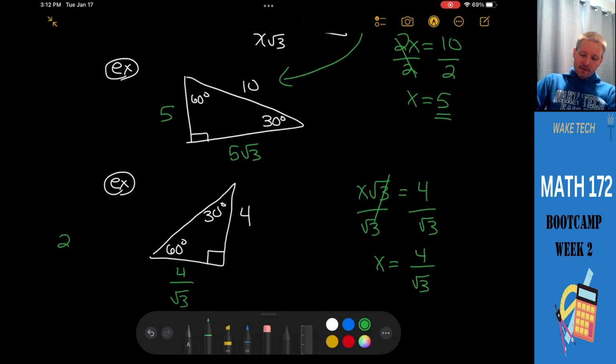I'm going to come over here for a second off to the side. 2 times 4 over the square root of 3. That's 8 over the square root of 3. Again, just using the rule to find the missing side lengths. Questions there?